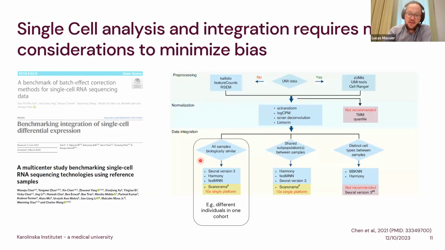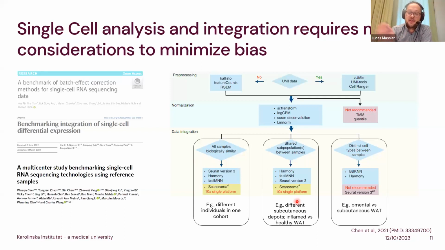We can have a case of very similar biological samples if we compare different individuals in one cohort with the same clinical background. We can also have shared subpopulations between samples. For example, if we look between different subcutaneous depots, which are quite similar, but not completely, or if we compare inflamed to healthy adipose tissue, where we know that there's an influx of macrophages or other immune cells. But we can also have quite distinct cell types between samples, for example, when comparing omental to subcutaneous adipose tissue, where we know that we don't find mesothelial cells.